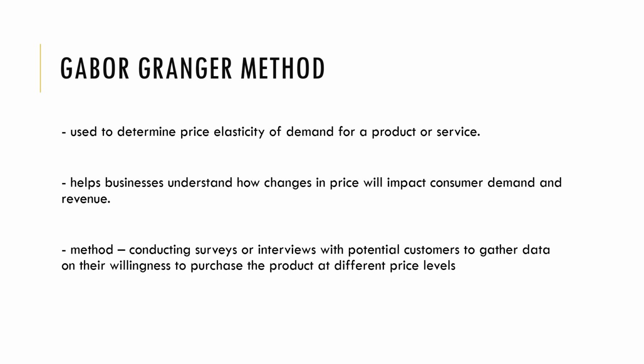So the first one is Granger method, which is used to determine price elasticity of demand for a product or service. Now, this helps businesses understand how changes in price will impact consumer demand and revenue. The method used here is basically to conduct surveys or interviews with potential customers. Now, this is done to gather data on their willingness to purchase the product at different price levels.